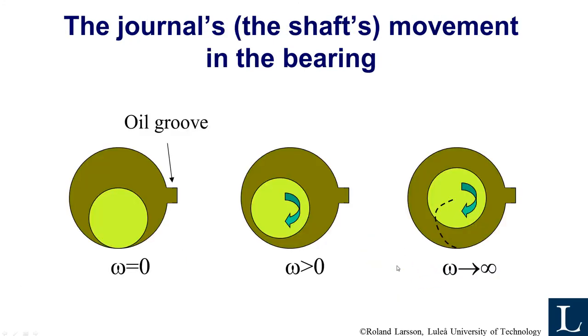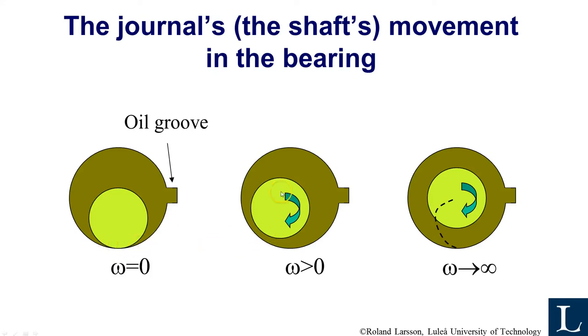And when you start, or when the journal doesn't rotate at all, now we assume that the load is coming vertically like this, it's only the mass of the rotor. In many cases, like in a turbo machinery, it's only the mass that is loading the bearing, so it's a pretty low load on the bearing. But at no rotation, the journal is just sitting at the bottom of the bearing, of course.